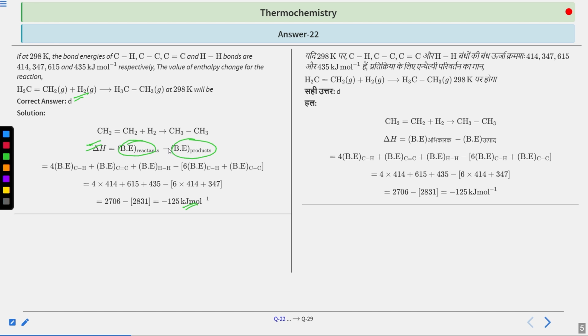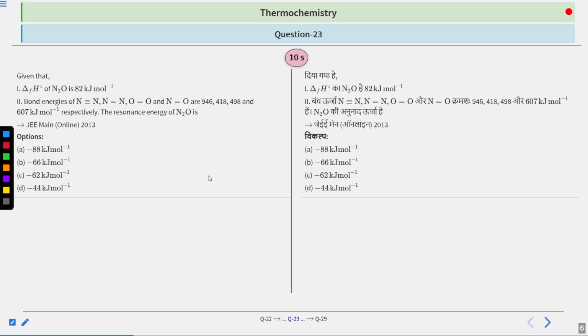Once you do that, the second thing you should remember is how many C-H bonds and how many C double bond C bonds are formed, and how many of them are broken. You must know them, and then accordingly multiply with the stoichiometry, right? 6, 5, and all. Then you will get your answer, which is minus 125 kilojoule per mole. Now this question is done. Now moving on to the next question.